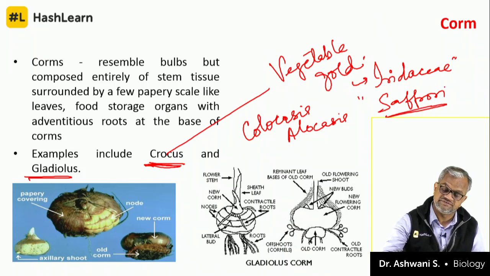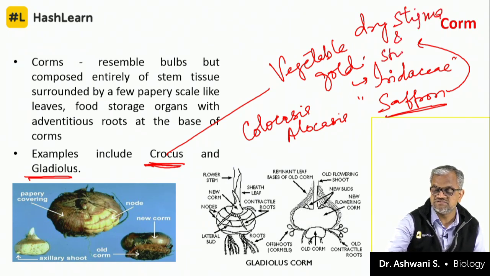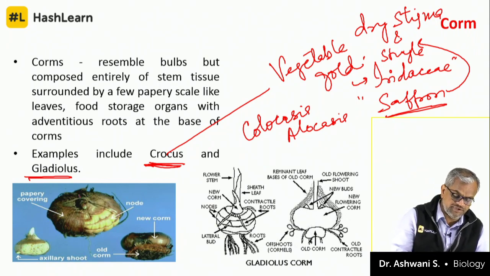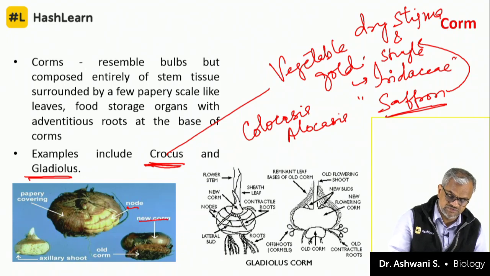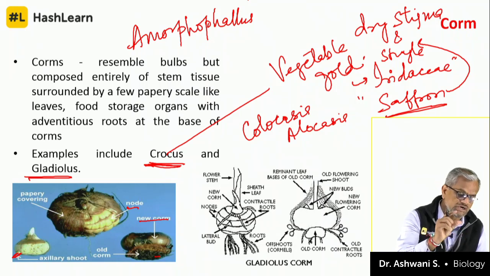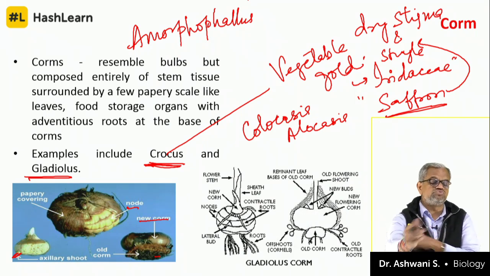Crocus, saffron. Edible part is dry stigma and style. So you can see a papery covering on this. Nodes are there. New corm. This is the old corm. This is the axillary bud, how it comes out. Amorphophallus, perfectly. Jimikand, what he called as. Small ones call it arbi and ghuiyan, arbi, also called as tobu.